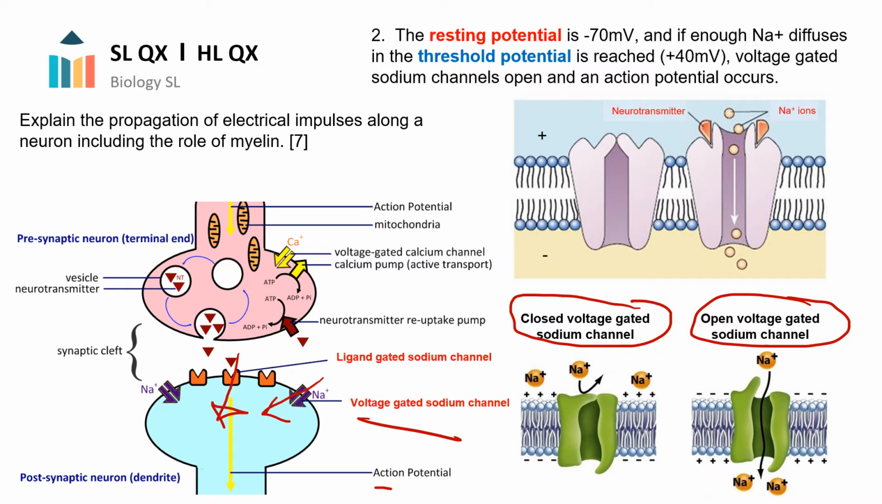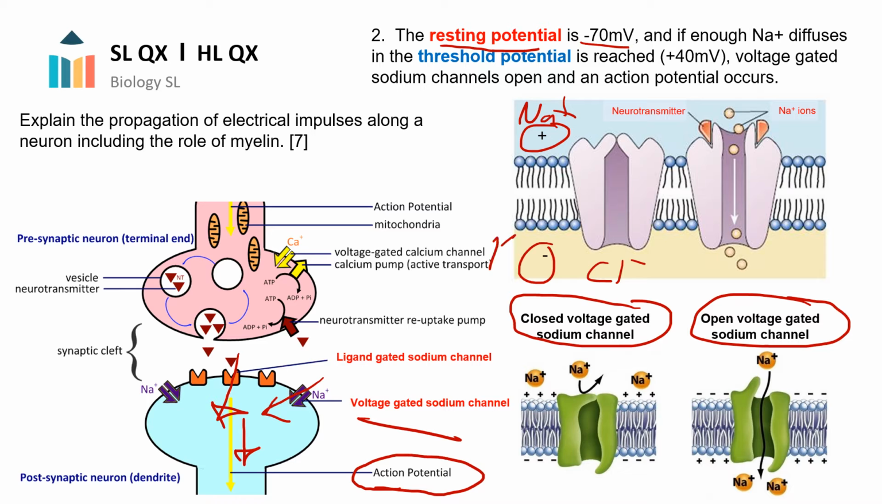The remainder of this presentation will be how the resulting action potential that has been triggered is going to be propagated down the length of the axon. To review, we need to know that a resting potential is negative 70 millivolts across the membrane. That means outside it's positive, inside it's negative. There's a lot of sodium on the outside and a lot of chloride on the inside, also a lot of potassium on the outside. This is the resting potential.